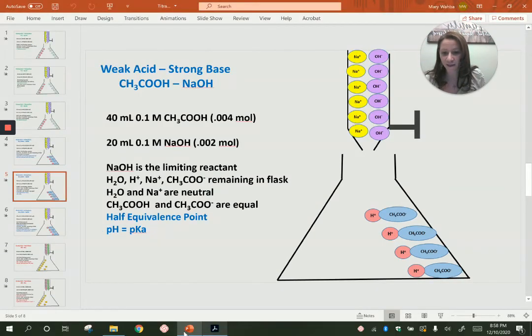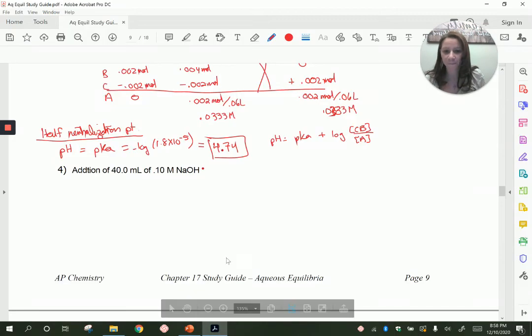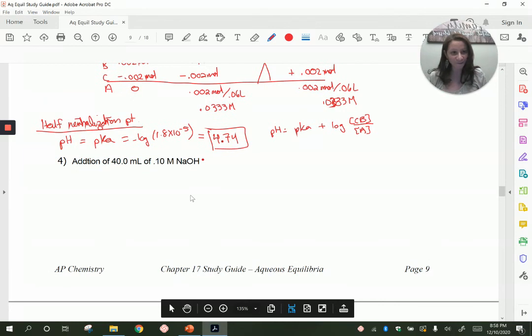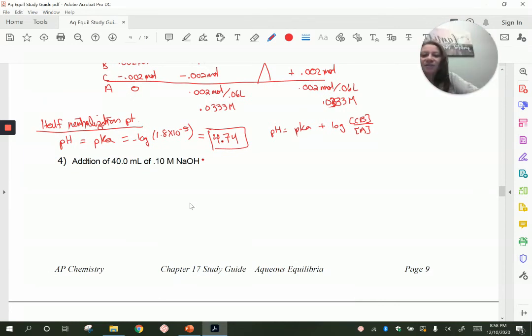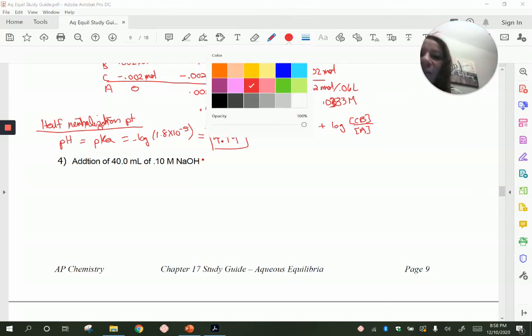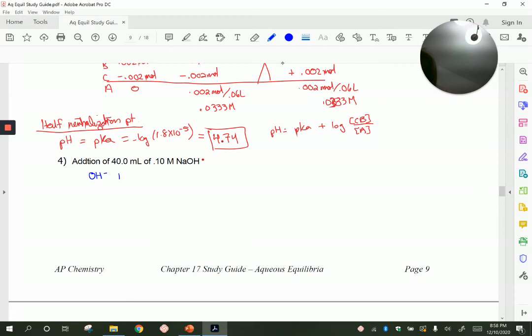So let's look at the next one. Now we're going to add the 40 milliliters, so we're at the equivalence point. So as always, when we have a titration, we have an acid and a base. We're going to write our equation, and it's a one-way arrow. We form water and acetate ion again. We're going to do our BCA table.